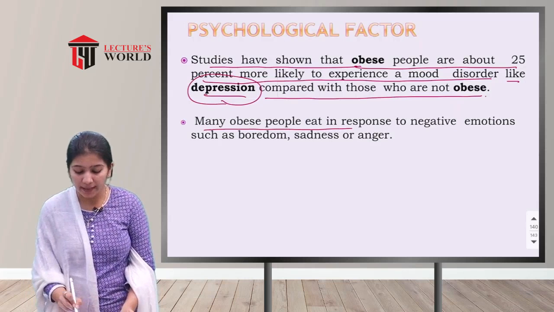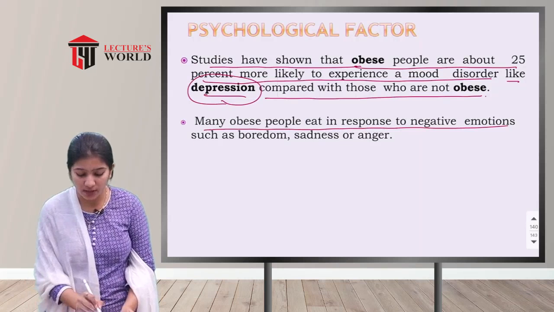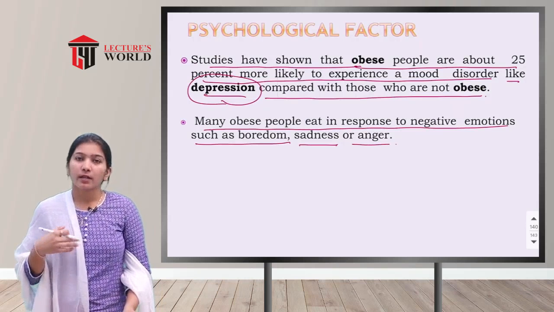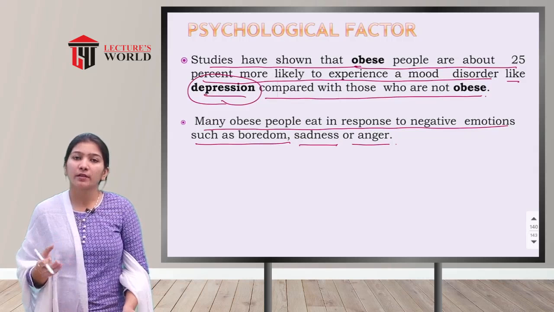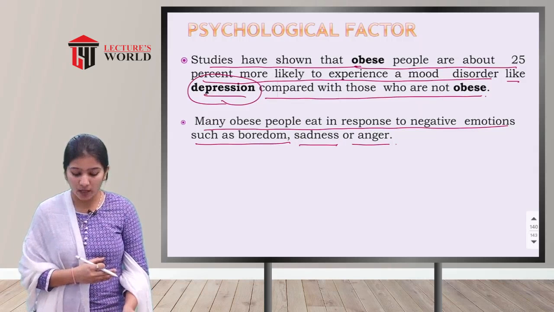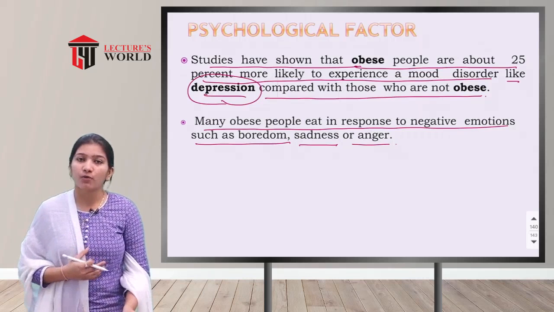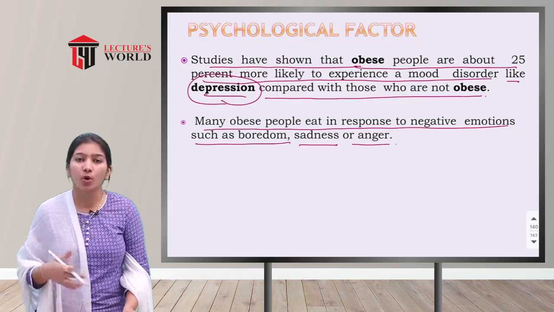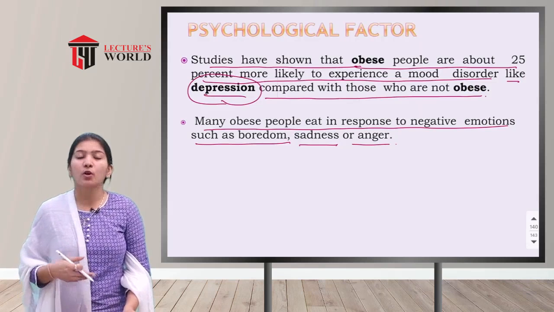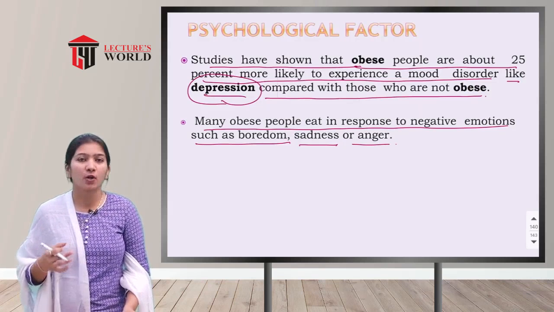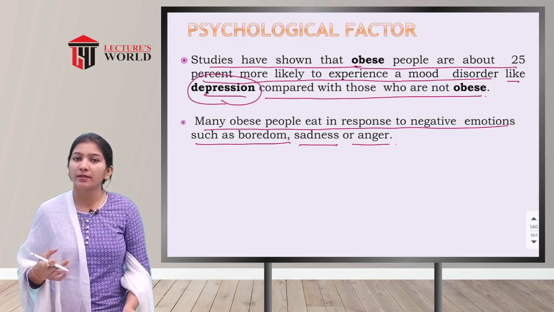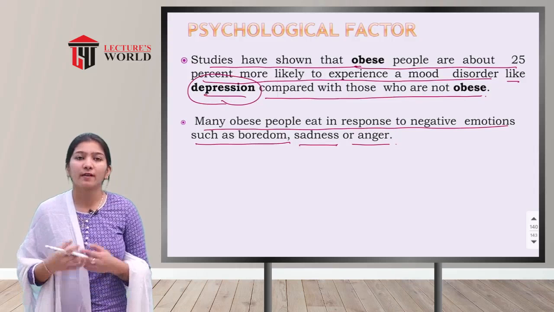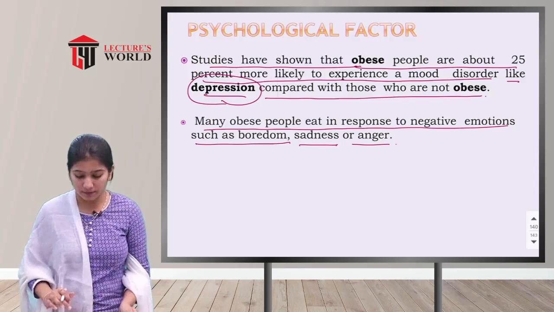Many obese people eat in response to negative emotions such as boredom, sadness, and anger. If you have too much body weight, that leads to depression. In certain kinds of obese people, because of emotional disturbance, they are likely to eat more food because of boredom, sadness, anxiety, anger, temper tantrums. Because of all these reasons, they will eat more, and if they are eating more, they will become obese.